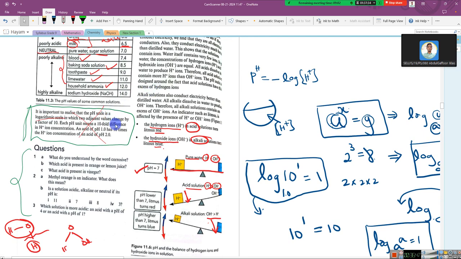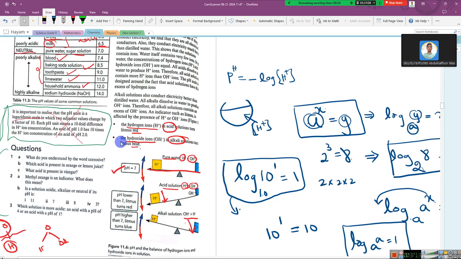If you change the pH by 1 unit, then the concentration of H plus will change by 10 times. If you increase the pH, then the H plus concentration will reduce by 10 times, and if you decrease the pH, then it will increase by 10 times. So this is what is given. These points are given over here, but the log is not mentioned.